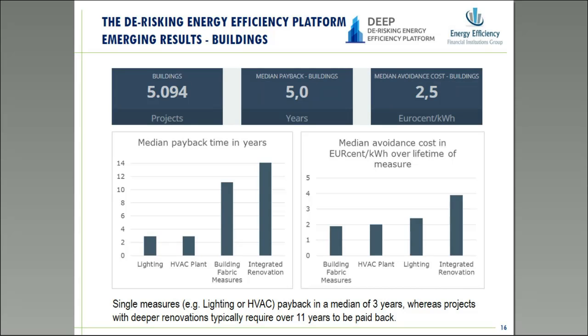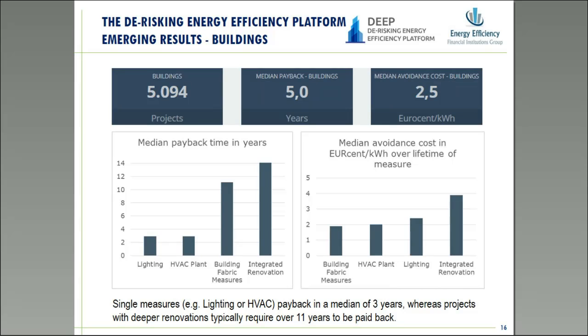Interestingly, when you look at the median avoidance cost, which looks over the full lifetime, you will see that building fabric measures are much more attractive. Building fabric measures look expensive based on a median payback time, but they also have a much longer lifetime. So over the whole life of the investment, building fabric measures like improvements of roofs and windows and walls are actually a very attractive investment. The problem is it requires access to long-term financing.